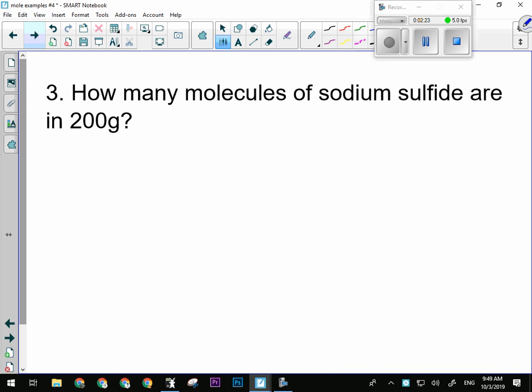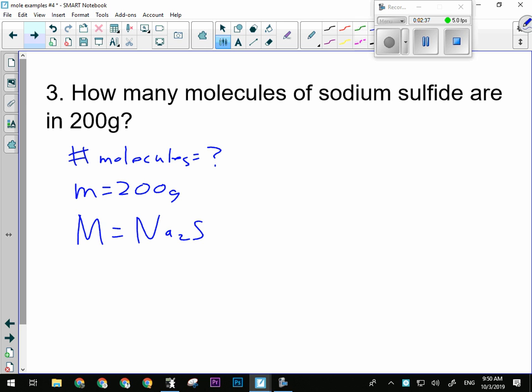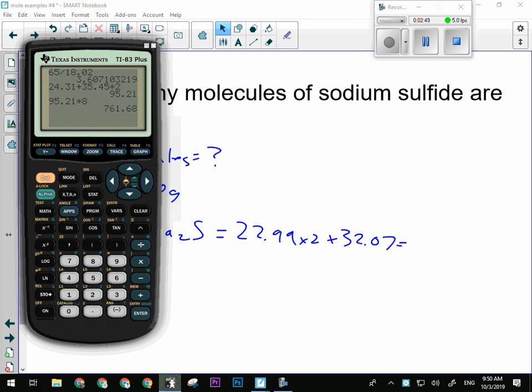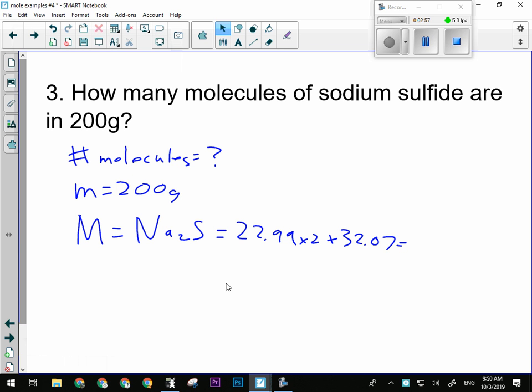Now, for number 3, they're asking us to calculate the number of molecules. So now we will need to use Avogadro's number. We know that this is 200 grams of sodium sulfide, so Na2S. So we're going to have 22.99 times 2 plus 32.07. So our molar mass is 78.05 grams per mole.